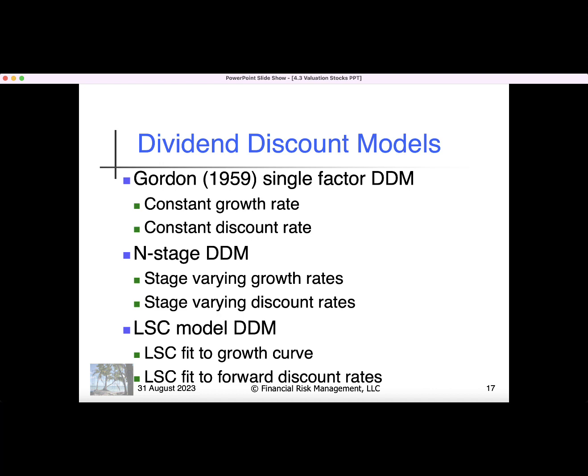We now turn to the dividend discount model. We'll review briefly the Gordon single-factor dividend discount model. It assumes a constant growth rate, a constant discount rate. We'll expand that to an n-stage model where we allow for different growth and discount rates within each stage. And then we're going to apply the LSC model to the dividend discount model, and we'll apply this in a couple different contexts.